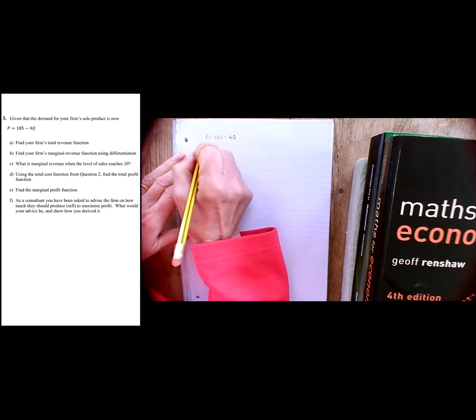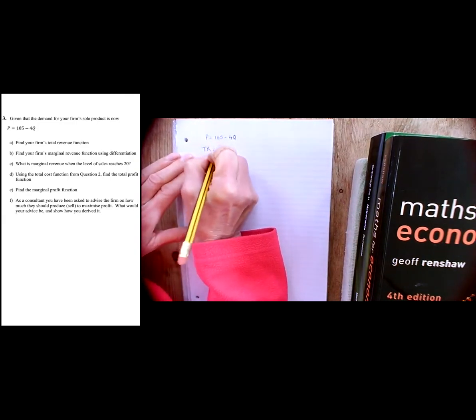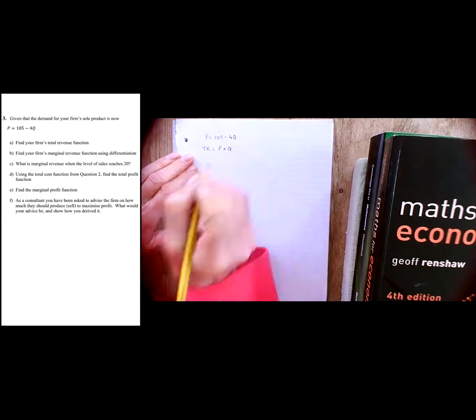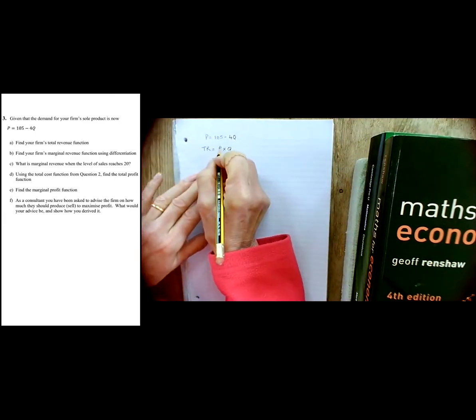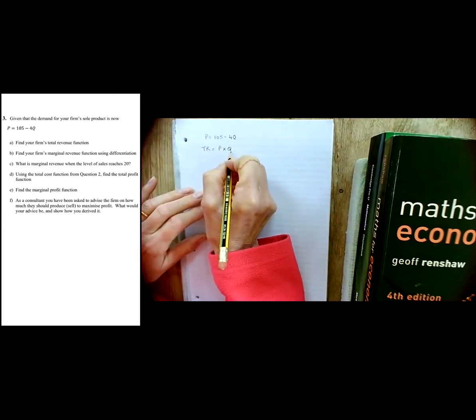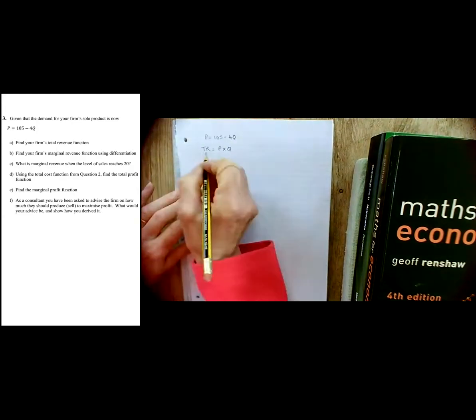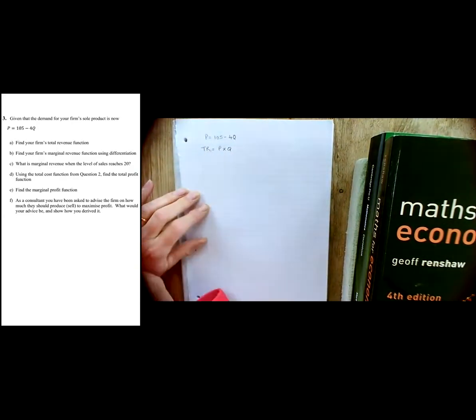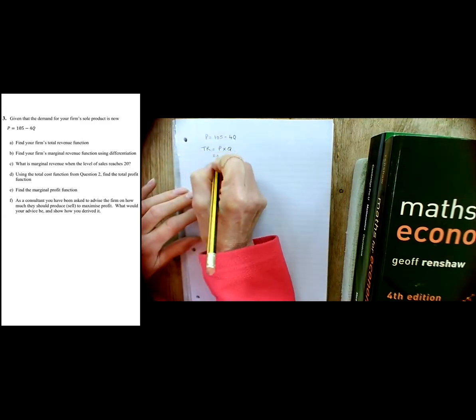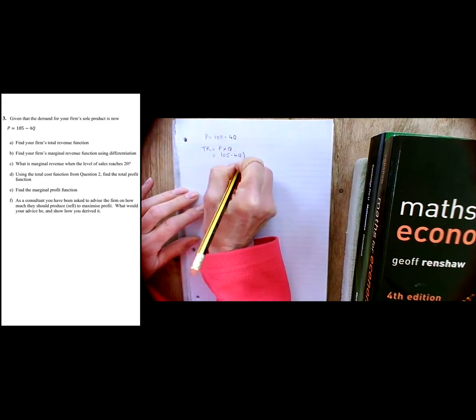So revenue is always price times quantity. That's the price each unit costs. This is how many we sell, so that's how much revenue we get. So even in your little corner shop, this is the relationship with revenue. So price is, in this context, that.